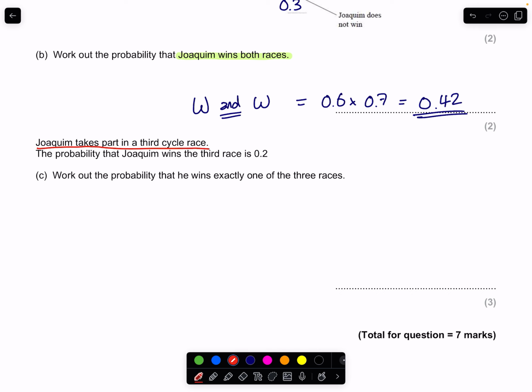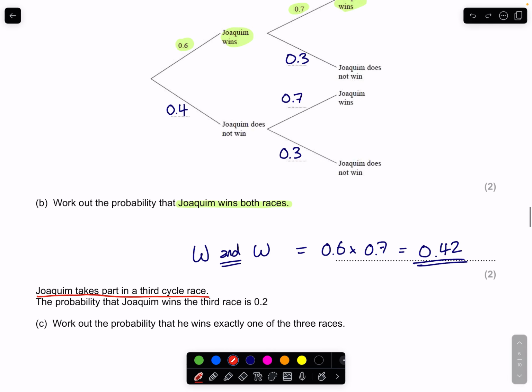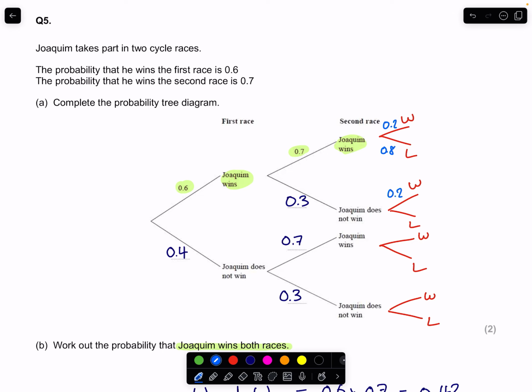Next part, Joaquim takes part in a third race. The probability that he wins this third race is 0.2. Before we even read the question here, we can add that information to our diagram. We have this third race that's going on here, a win and a loss, and we know that the probability of him winning this race is 0.2. So I could just very quickly add 0.2 and 0.8 as the other probability to each of the following.